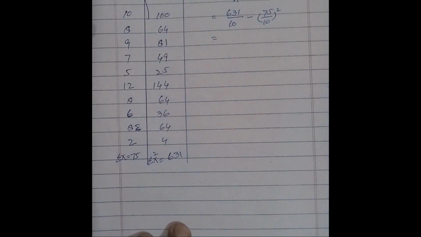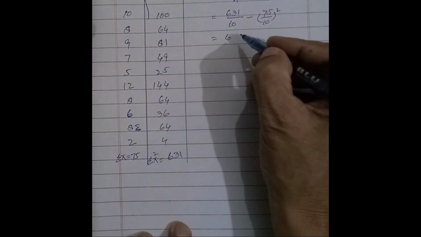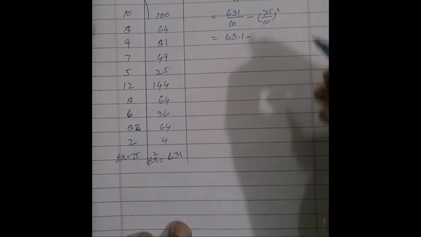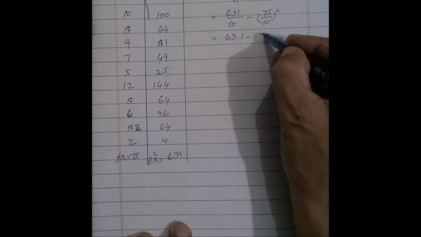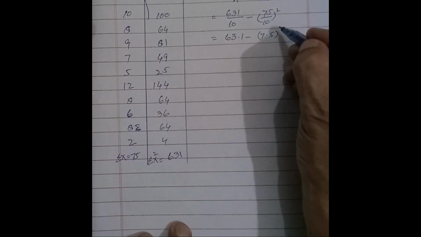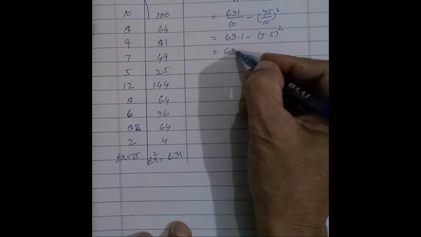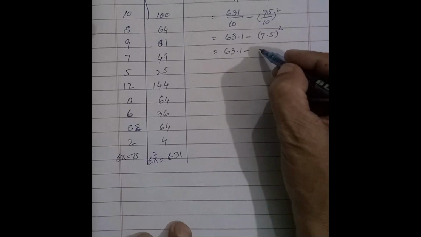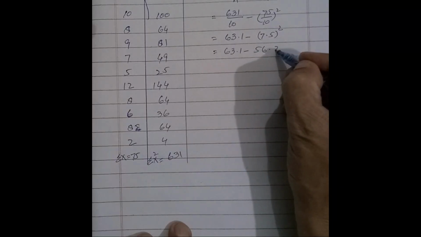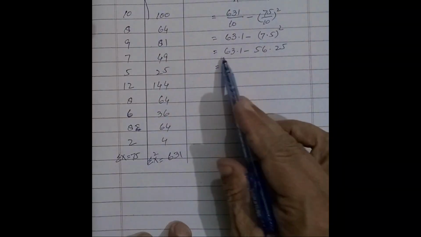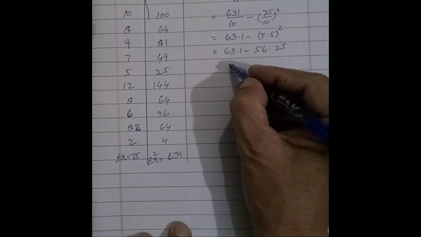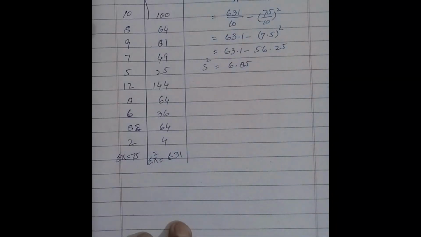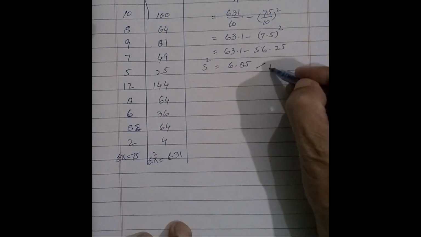Now simplify these values. We get 63.1 minus, and 75 divided by 10 is 7.5, whole square. 63.1 minus 7.5 whole square is 56.5. Now simplify these values, we get 6.85, and it is the value of s square.